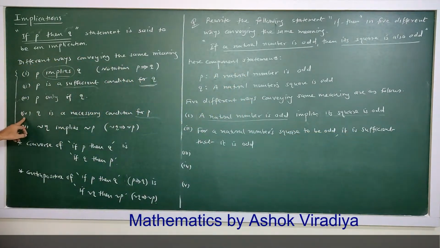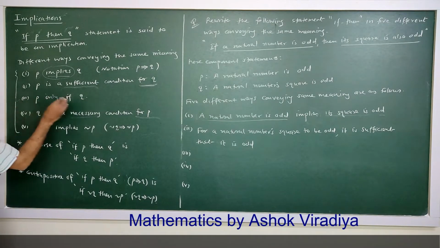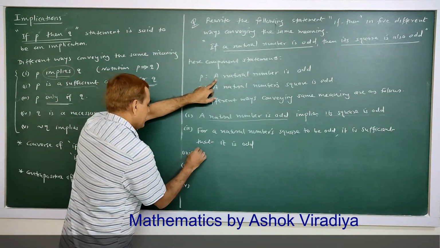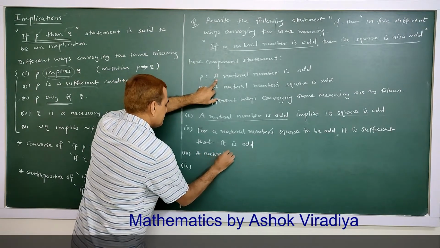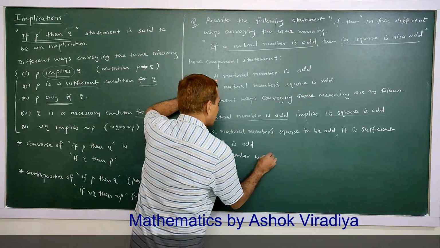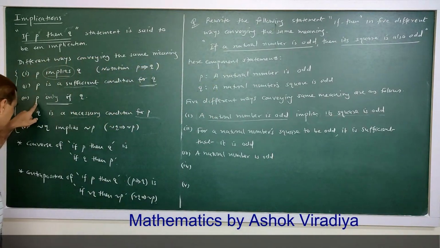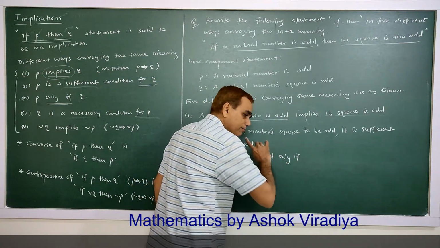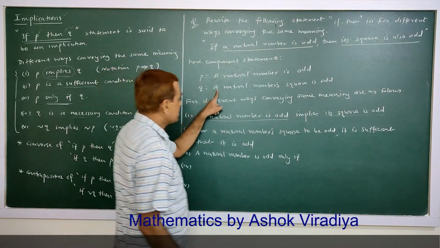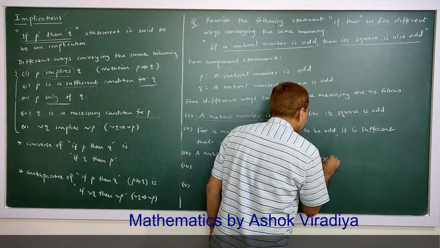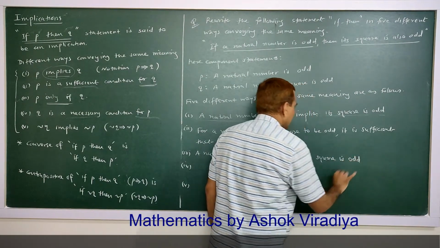Now the third method. P only if Q. P and Q I am joining by only if. So let me put P, a natural number is odd. This is P. Now put only if. Now I am putting Q. Q is, its square is odd.